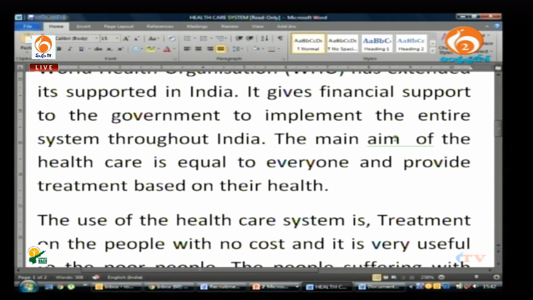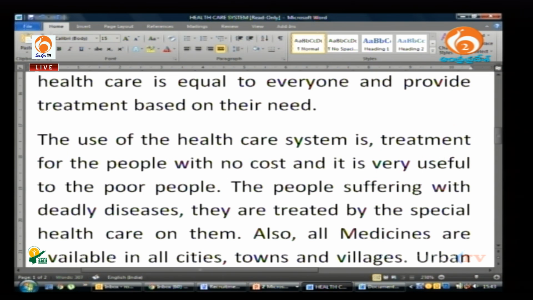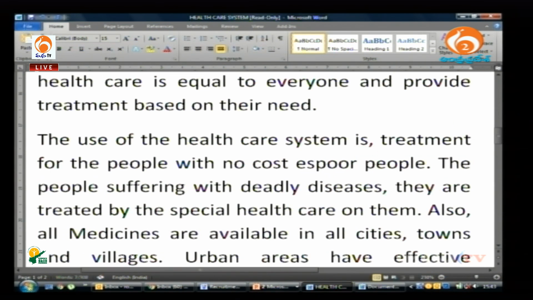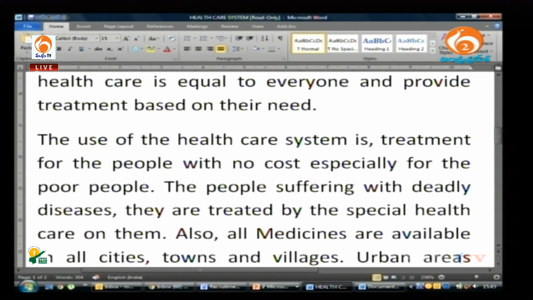Equal to everyone and provide treatment based on their health. No, based on their need. The use of healthcare system is treatment on the people. No, T is lowercase. Treatment for the people. How can you treatment on someone? You treat for someone. Treatment for the people with no cost, and it is very useful to the poor people. When you say no cost, you need to say no cost is especially for the poor people.